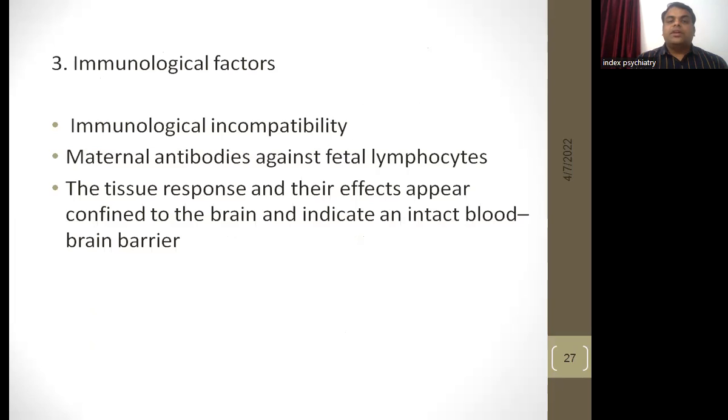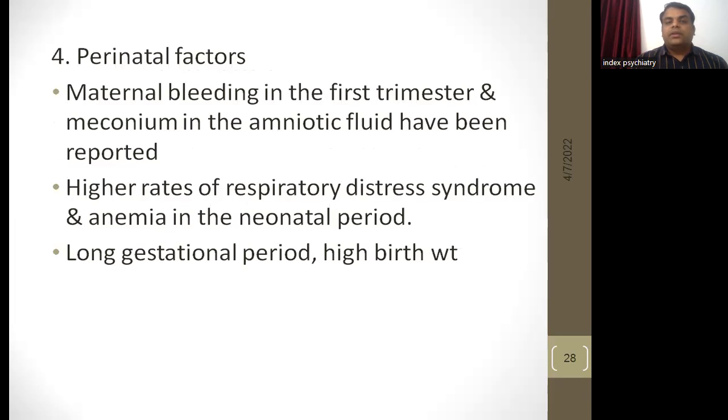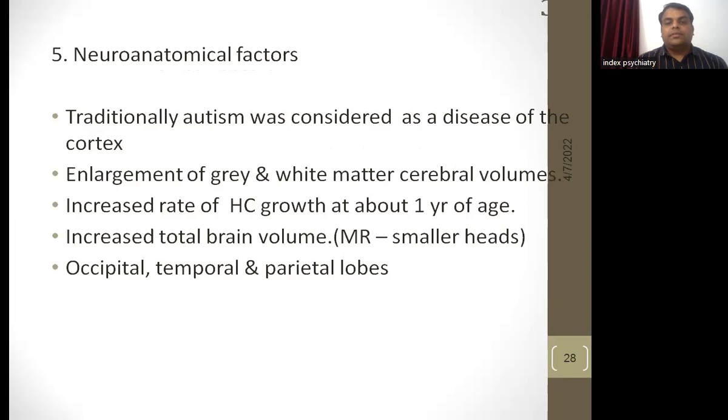Third one is immunological factors. Immunological incompatibility, maternal antibodies against fetal lymphocytes; the tissue response and their effect appear confined to the brain and indicate an intact blood-brain barrier. Fourth one is perinatal factor. Maternal bleeding in the first trimester and meconium in the amniotic fluid have been reported. Higher rates of respiratory distress syndrome and anemia in the neonatal period, long gestational period, and high birth weight.